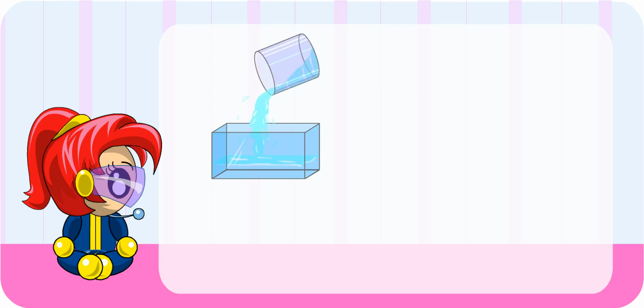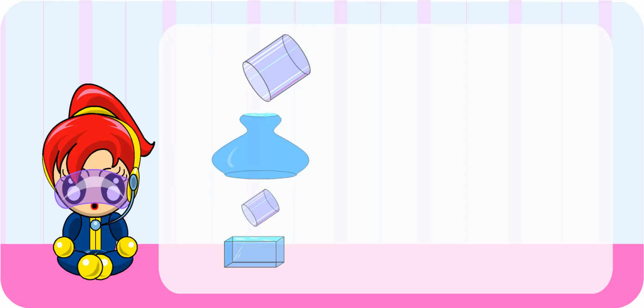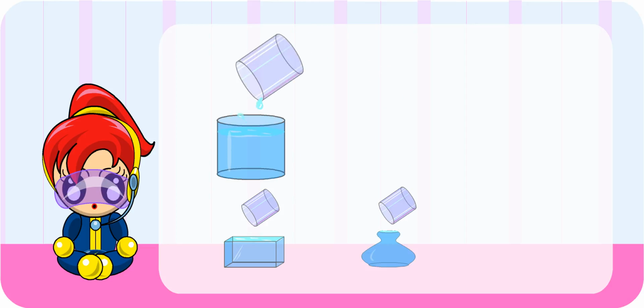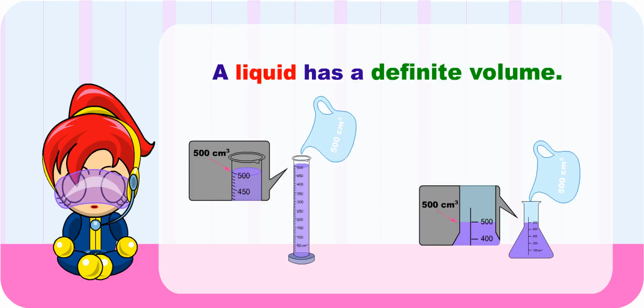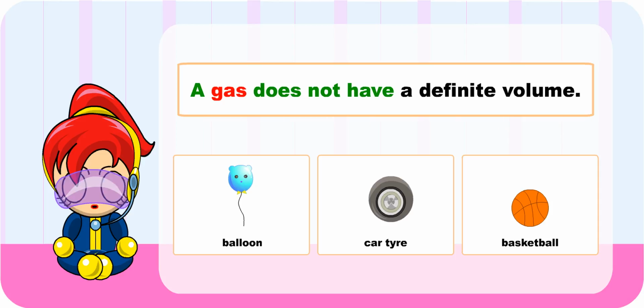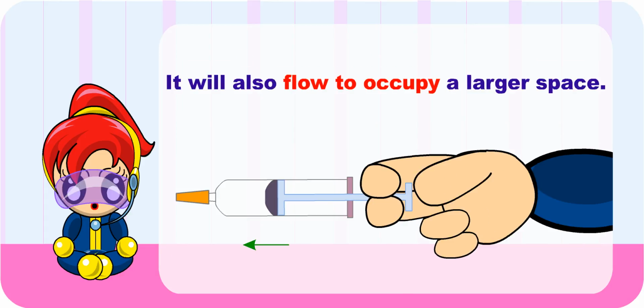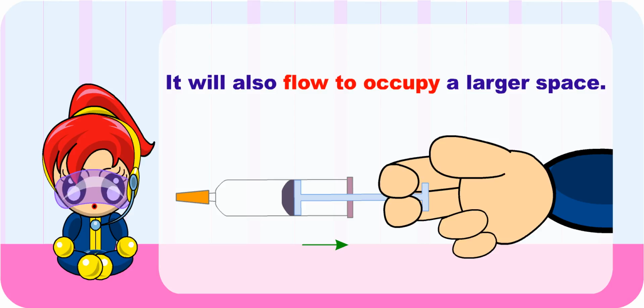Now let's move on to liquids. A liquid does not have a definite shape as it takes on the shape of any container that holds it. A liquid also has a definite volume, just like solid. Very well, let's end it all with gases. Oh, gas is a tricky one. It does not have a definite shape nor does it have a definite volume. A gas can be compressed to occupy a smaller space. It will also flow to occupy a larger space.